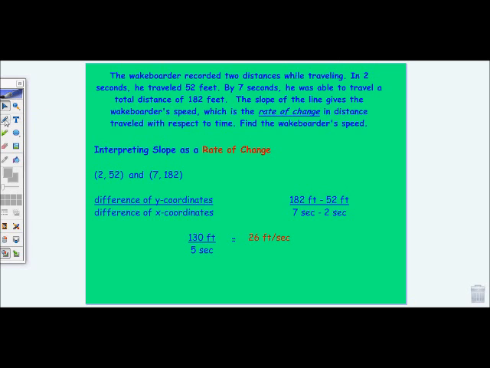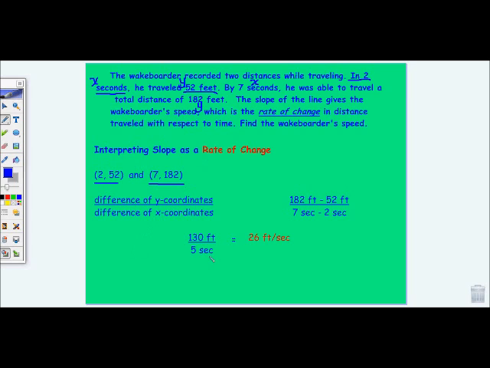I'm going to change my information here into coordinate points. So I'm going to do time first, okay, 2 seconds. I'm going to let my time be my x. And then how far I travel is going to be my y. Here again is time, and here again is travel. So when I do that, I end up with 2 coordinate points, (2, 52) and (7, 182).